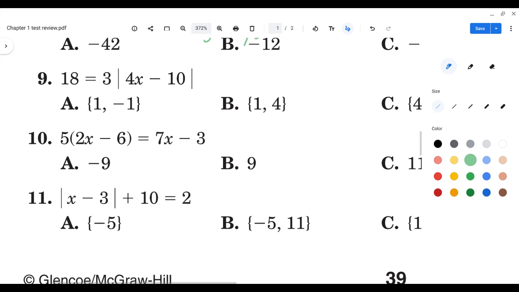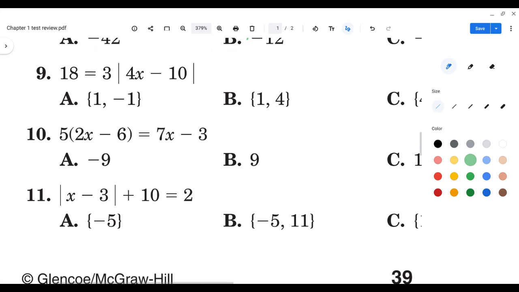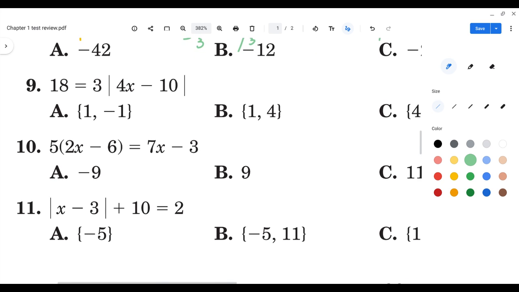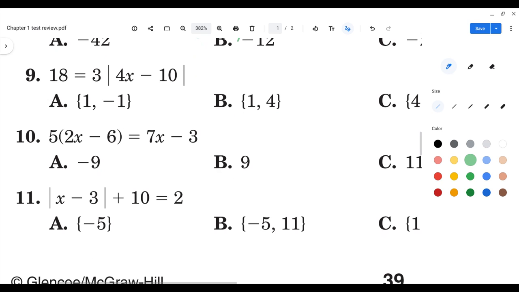Number 9, it's an absolute value equation. The first step of solving an absolute value equation is to isolate the absolute sign, right?